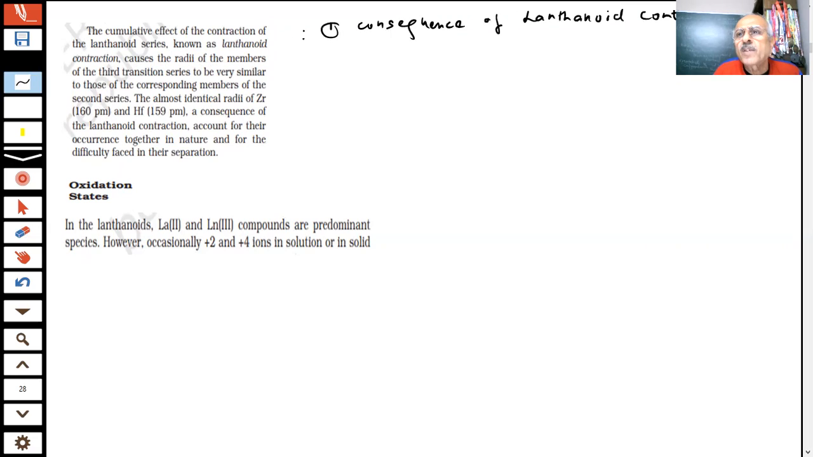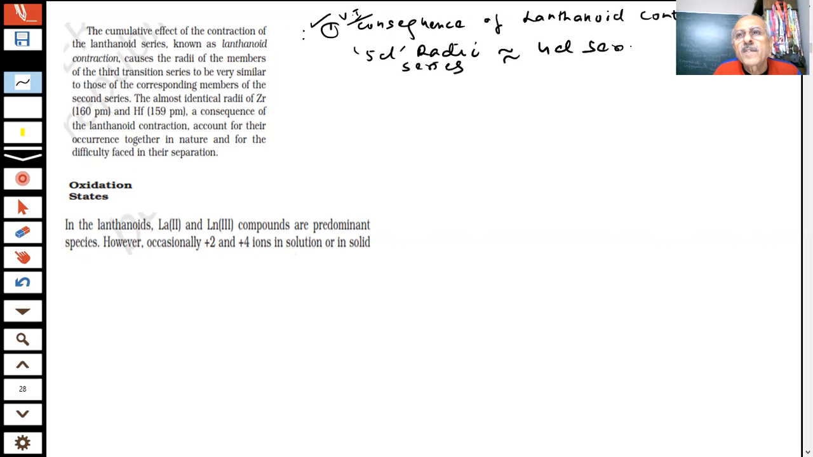Important. This is a very important question for the paper. Very important question for the paper. We discussed that the radii of the third series are quite similar to the 3d, 4d, 5d radii. The 5d series radii were quite similar to the 4d series, students.